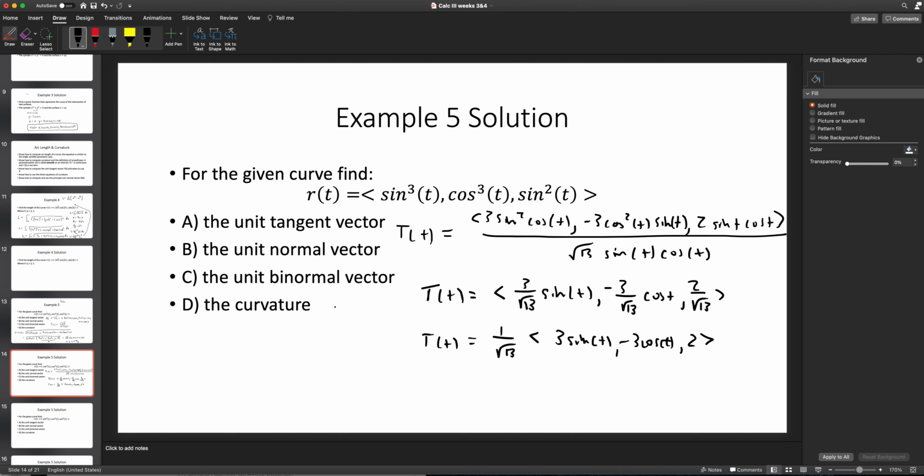So that's just A. For B, the unit normal vector depends on the unit tangent vector. Basically, the unit normal vector is N of t equals T prime of t divided by the length of T prime of t. That means I have to take the derivative of T.